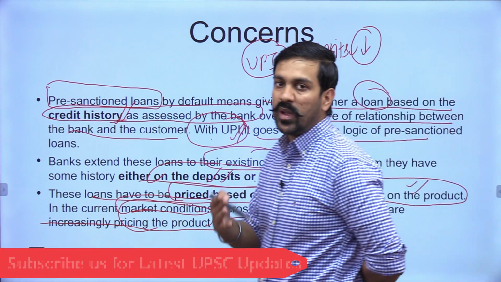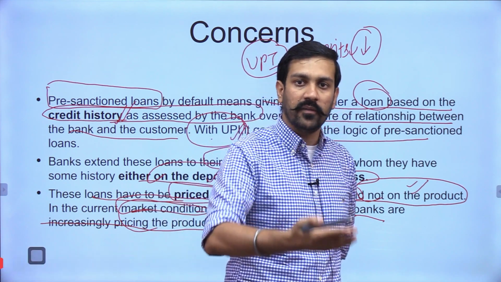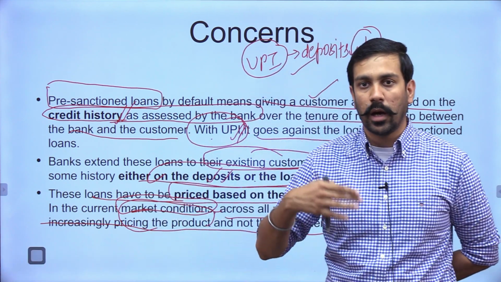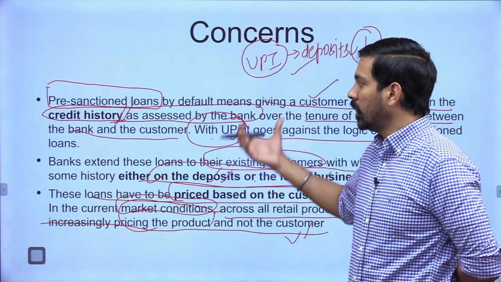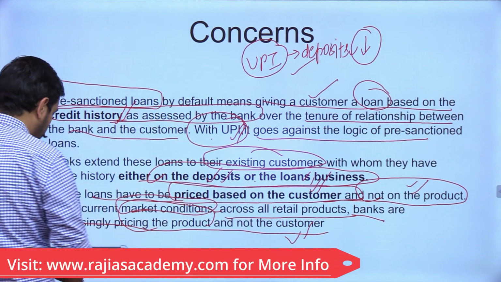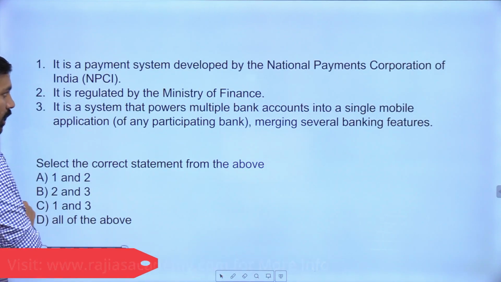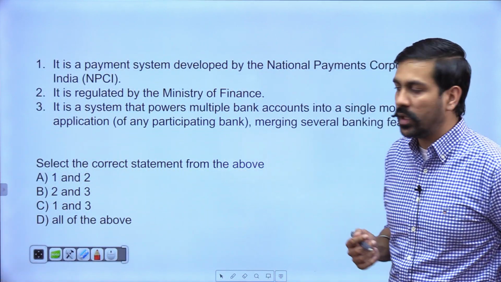So what we have seen is what a pre-sanctioned loan is, how it is different from what is given by the bank, how it will be given on the basis of UPI, how it will work, and what the concerns are. And now we will move to our question, a prelims question. The question is again with respect to UPI. You will have to consider the following statements.